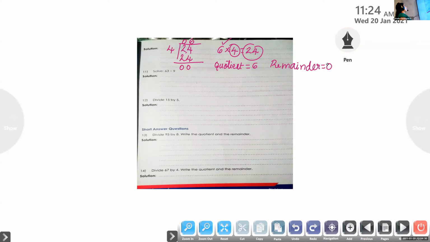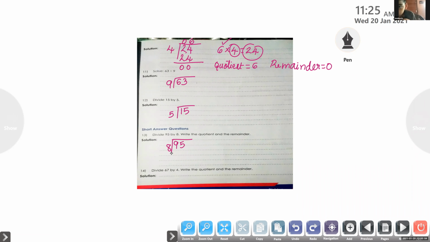Then next question. Do it. 63 divided by 9 and 15 divided by 5. You have to do as a homework. And 95 divided by 8 also I think you can do. Okay? Will you all do it? Yes. Here 15 you have to check whether it is coming in the table of 5. So you can continue like that.